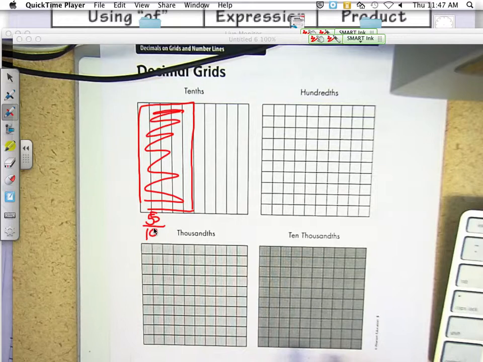Would that change fraction-wise if I shaded in 5 out of 10 on the hundreds chart? What would my fraction then say? Megan? 50 out of 100. What if I did the exact same thing on the thousands chart? What would my fraction say?